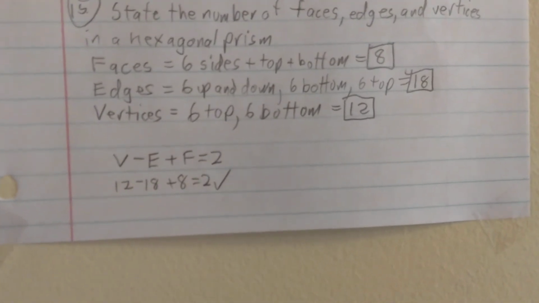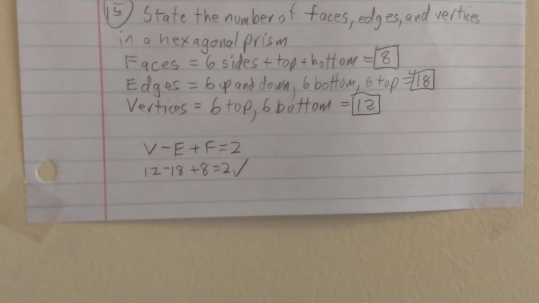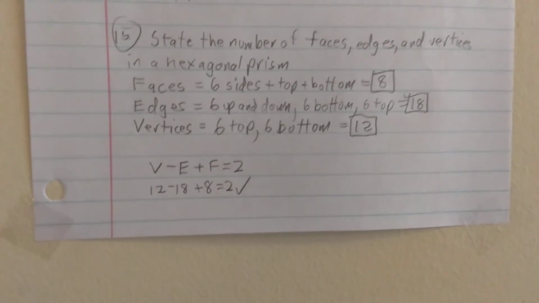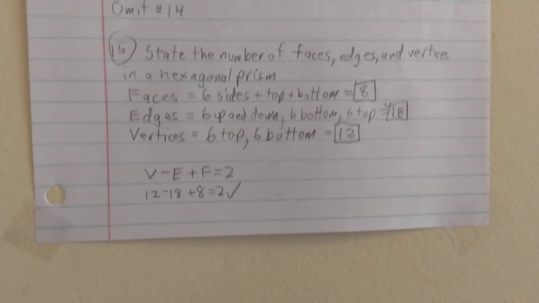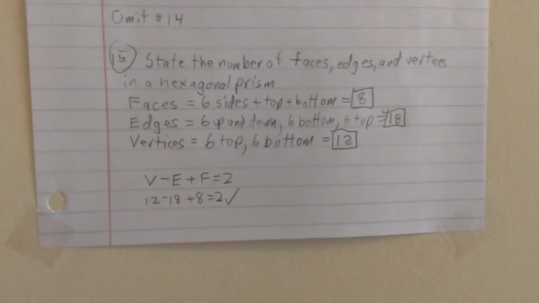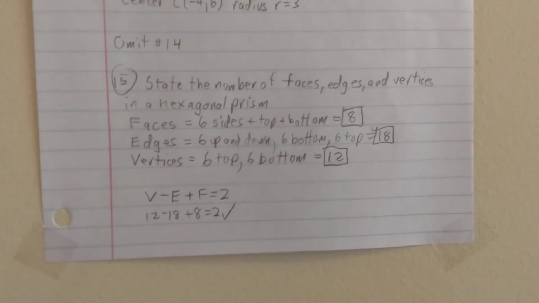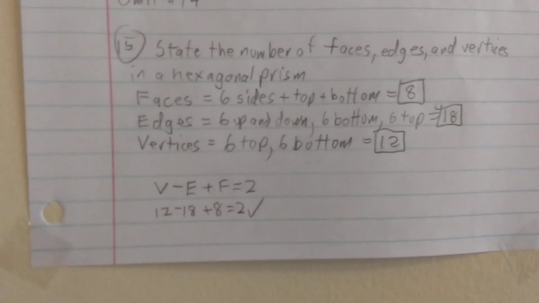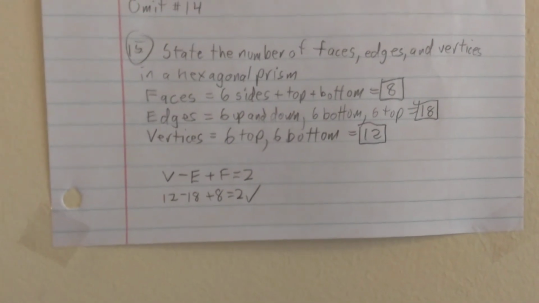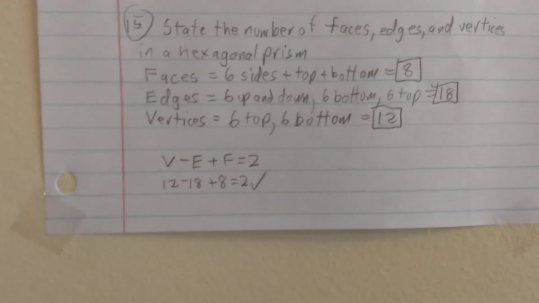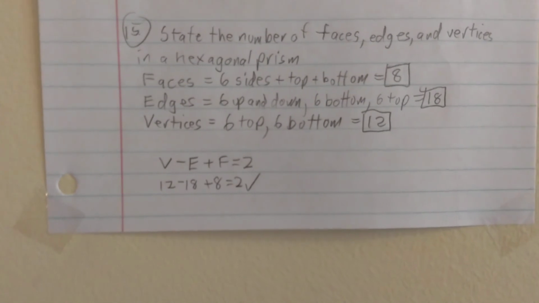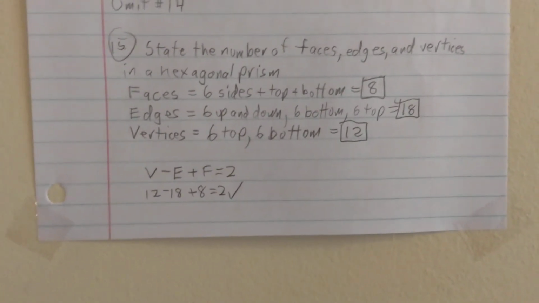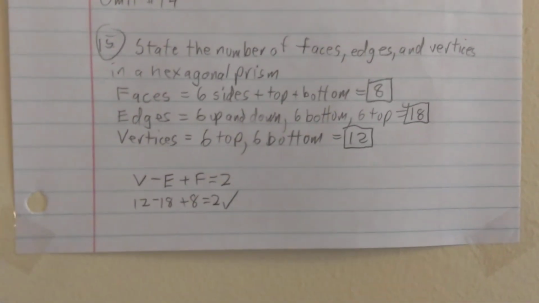For the edges, we have 6 up and down, 6 on the bottom, 6 on the top for the top and bottom hexagons, which is 18. And for vertices, we have 6 on the top and 6 on the bottom for 12. So we have F is 8, E is 18, and V is 12. So putting it into our Euler's formula, we say V minus E plus F equals 2, or 12 minus 18 plus 8 is negative 6 plus 8, or equal to 2, which it must be. So that's a check on our work that we did it right.